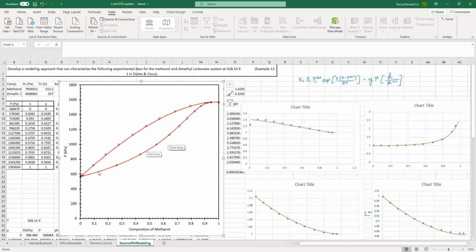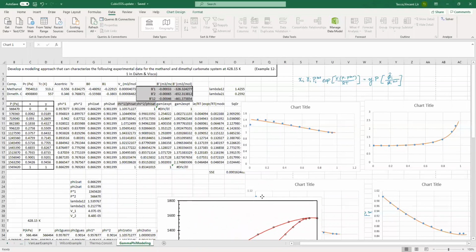plot. And we see now that my red line, which is my modeled fit, actually goes through all the data points pretty well. So this problem again was developing a modeling approach that could characterize some experimental data. We decided to use the Virial equation of state with the Wilson activity coefficient model.